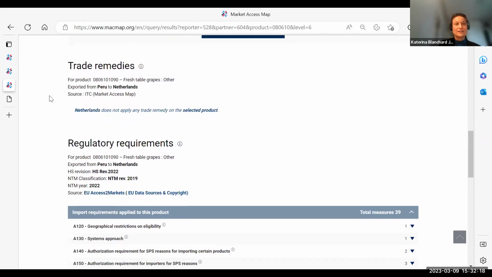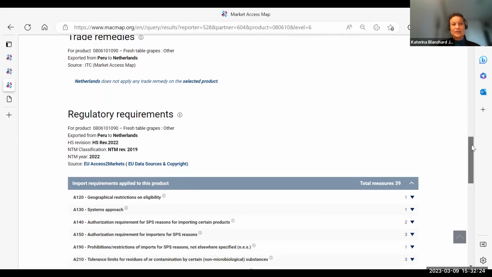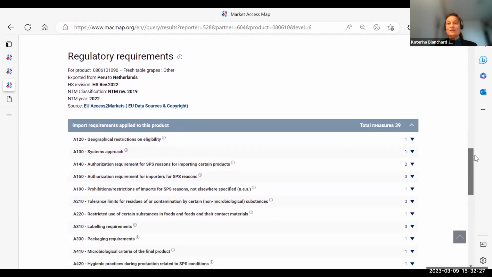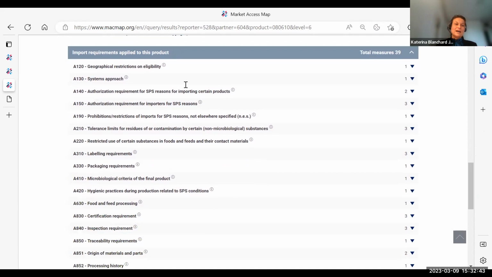We see that the Netherlands does not apply any trade remedies for the selected product. And we also see that the list of regulatory requirements is quite long. So altogether, the Netherlands and potentially all countries of the European Union would apply a total of 35 measures on this type of product. Most of them would indeed belong to Chapter 1, phytosanitary and sanitary measures applied in order to protect human health.